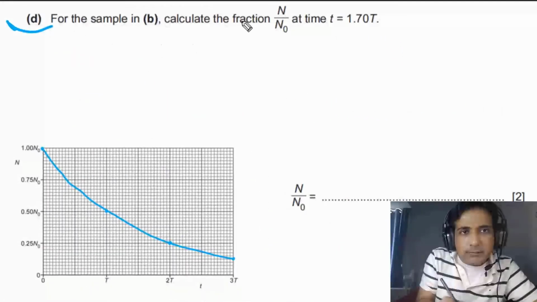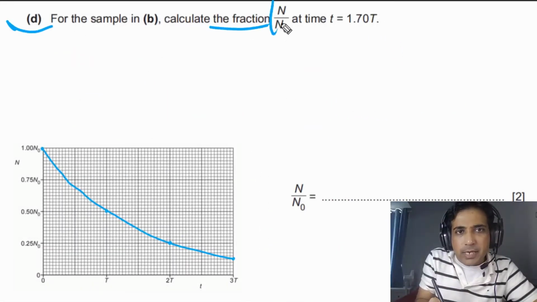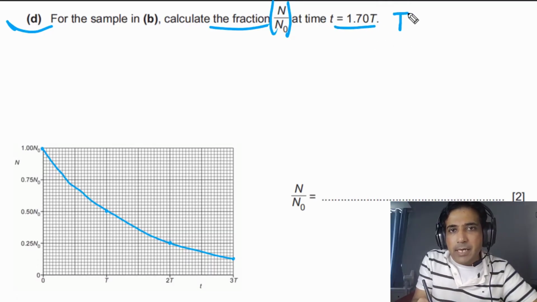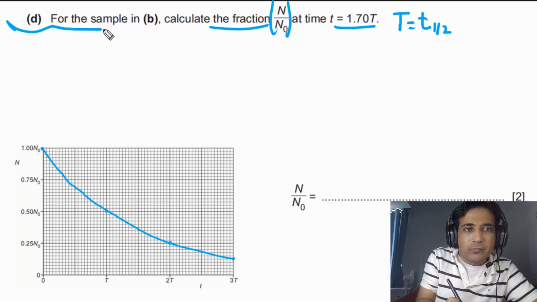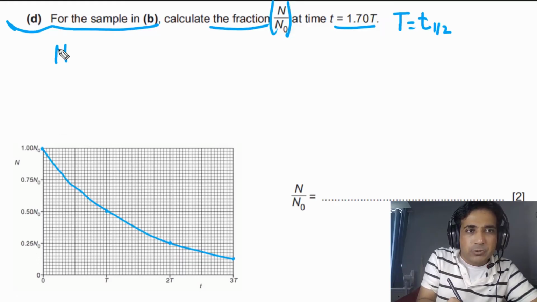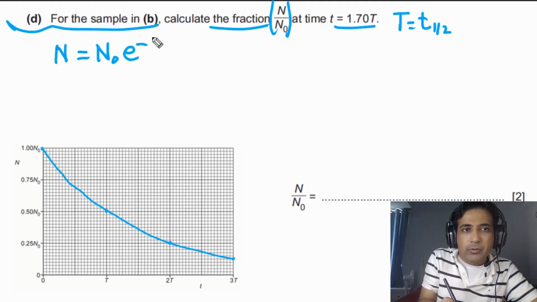For the last part, we need to calculate the fraction n over n naught at time t equal to 1.70 capital T. And capital T here represents 1 half-life. We need to calculate this for the sample in P, and this is the graph for the sample in P. So we will start from the radioactive decay equation: n is equal to n naught e to the power of minus lambda times t.